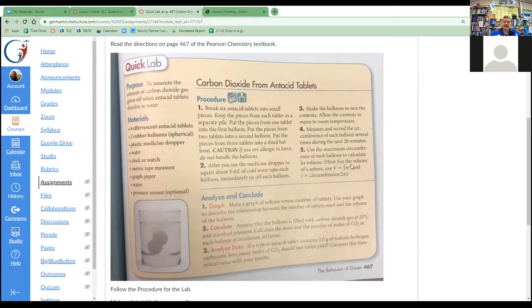will have 3 tablets. And it says make a graph. You're going to graph the volume versus the number of tablets. So the volume goes on the y-axis, and the number of tablets go on the x-axis. Use your graph to describe the relationship, and we'll have you do that on your own.